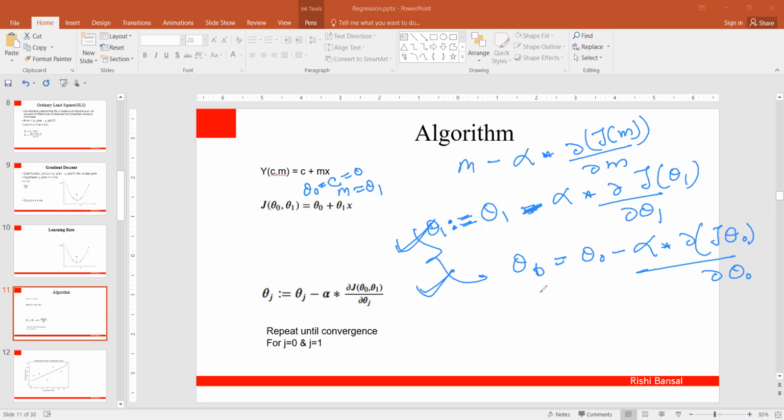Right? Rishi ji, here the job of alpha is like to slow down or speed up, like to reduce the number of iterations. Yes, correct. That is the learning rate. It is called the learning rate. If this value is big, then alpha, the learning rate, should be small. And if this term is very small, then the learning rate will be a little bit big. That is the function of the learning rate.